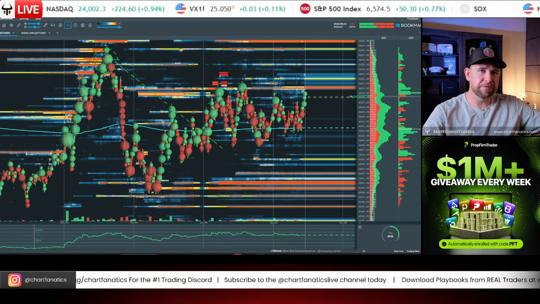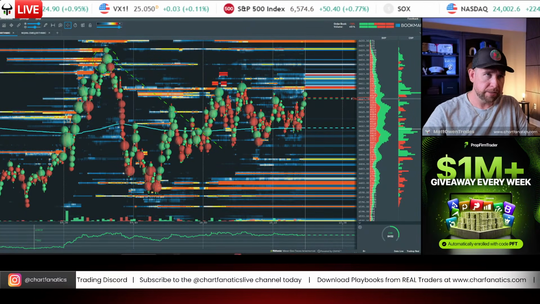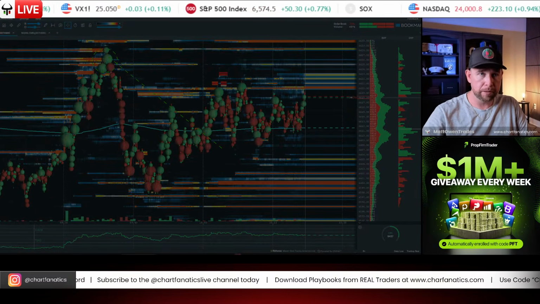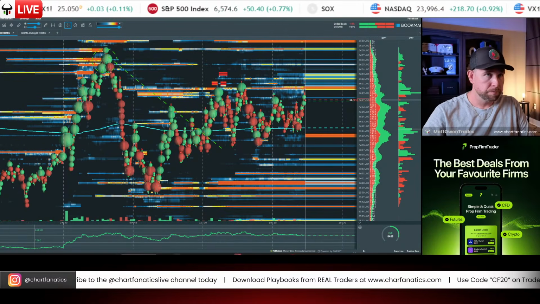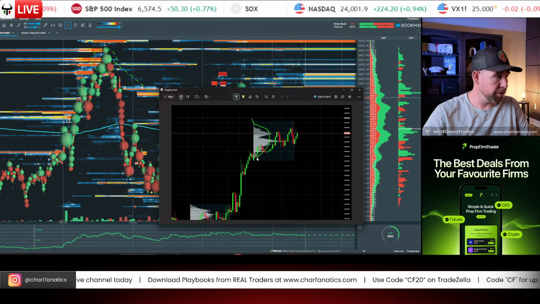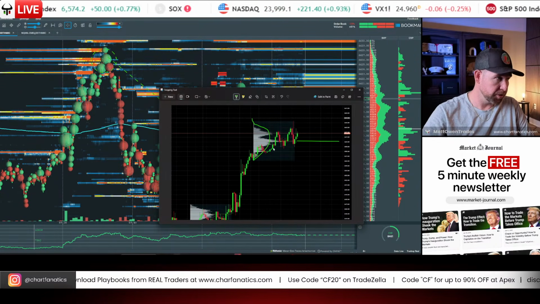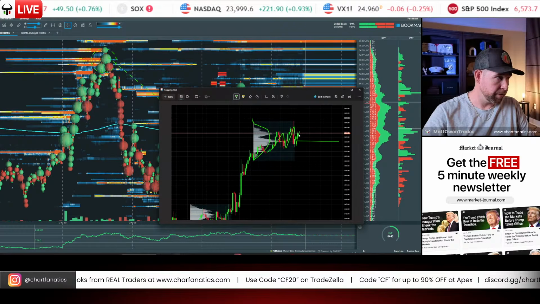Right in the middle of this balance range. Kind of already saw this developing this morning, and that's why I said I was watching out for it. Let me go back. And you can see how volume has kind of tapered off at the highs and the lows here. Not a lot of excitement in the middle. Point of control right in the middle of this range, kind of just hanging out around it.